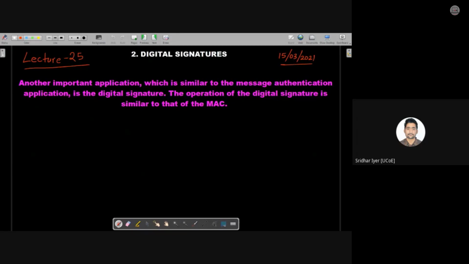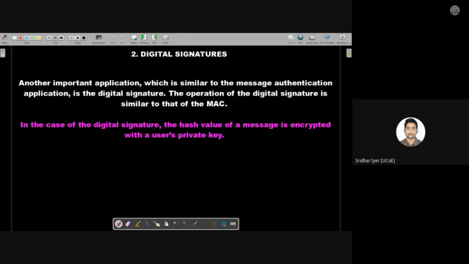As you can see on your screen, a digital signature is the process where we verify the integrity, or we can say the authentication, of the user. Just have a look, just read it. It is quite similar to the message authentication application. The operation of digital signatures is quite similar to that of MAC. How is it similar? Let's understand this. In the case of a digital signature, the hash value of the message is encrypted with a user's private key.